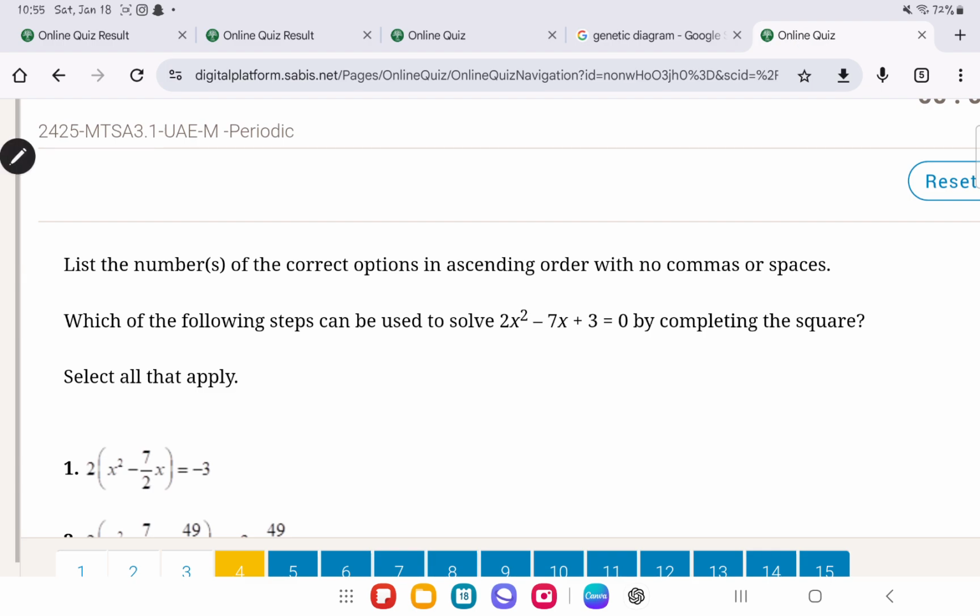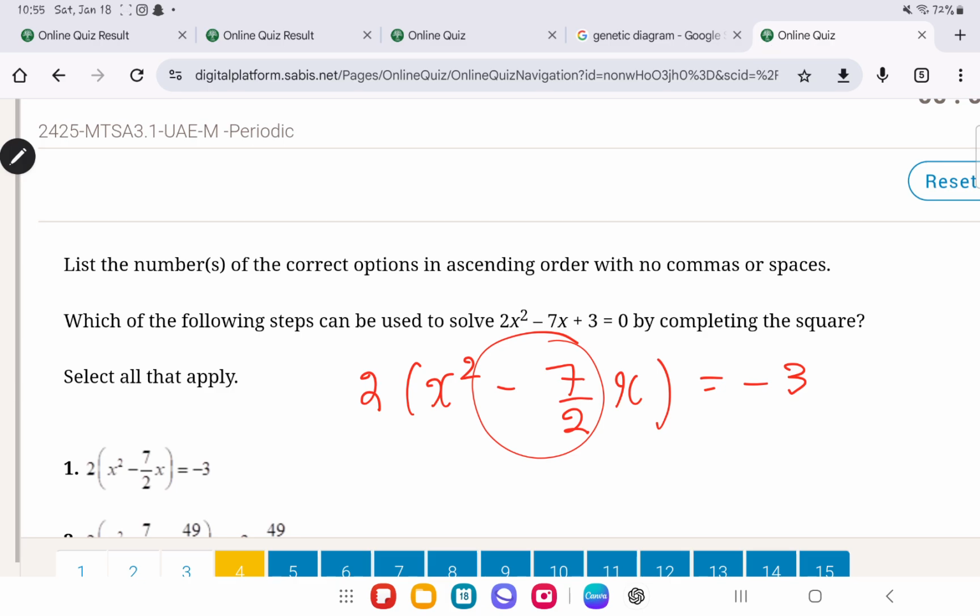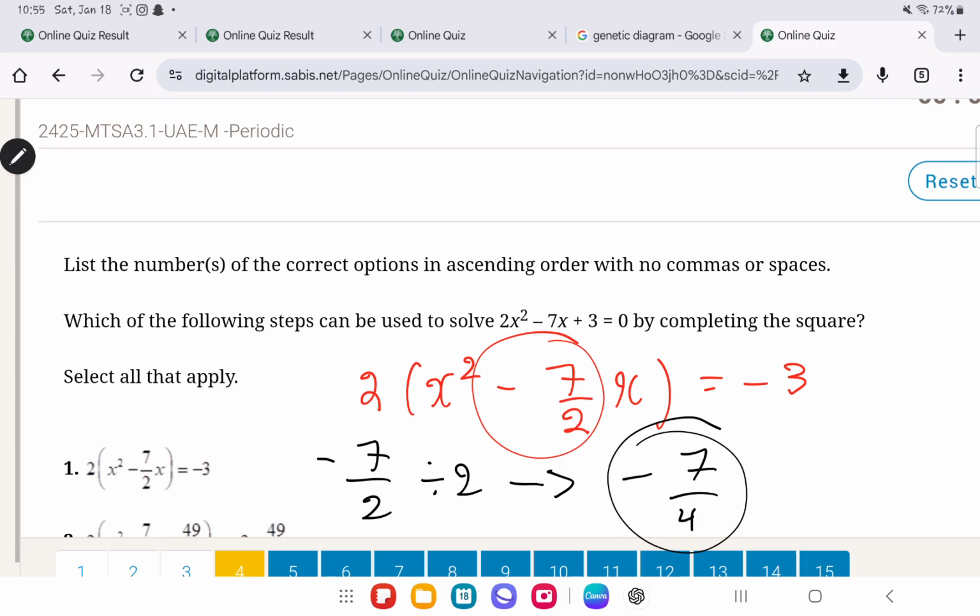Now, the next step is that we are going to take the number, so it's 2x squared minus 7 over 2x is equal to minus 3. We are going to take this number in the middle and divide it by 2. So minus 7 over 2 divided by 2 will give us an answer of minus 7 over 4. Okay? Minus 7 over 4. We are now going to square it, and it's going to give us an answer of 49 over 16.